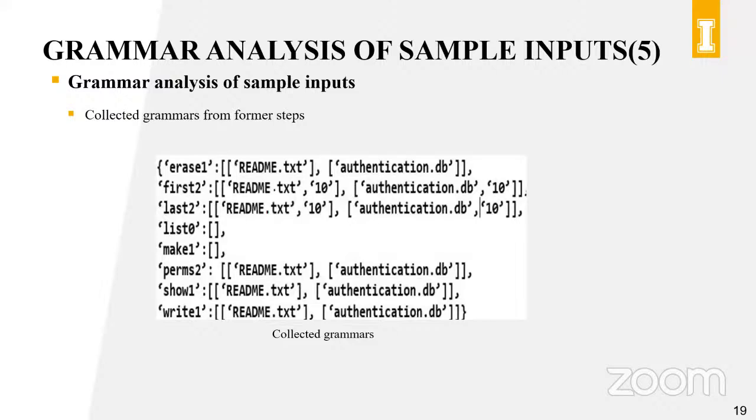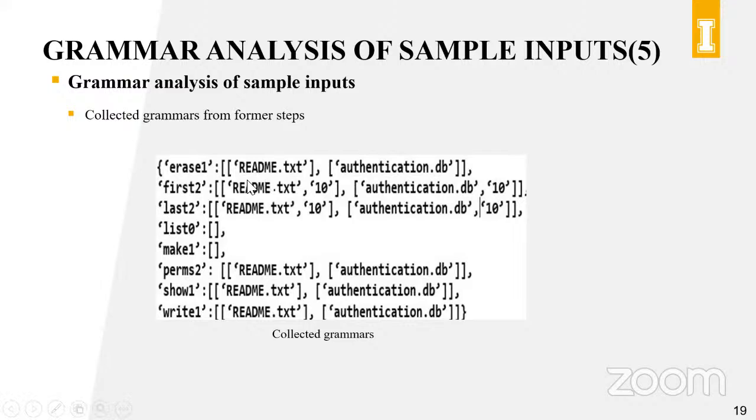So after finishing the command and parameter analysis, we collected various commands that look like what we have here. We have, for example, arrays 1, which means the command arrays has one parameter that comes after it. For arrays we have two first parameters, readme.text and authentication.db. And first two means the command is followed by the first and second parameter.